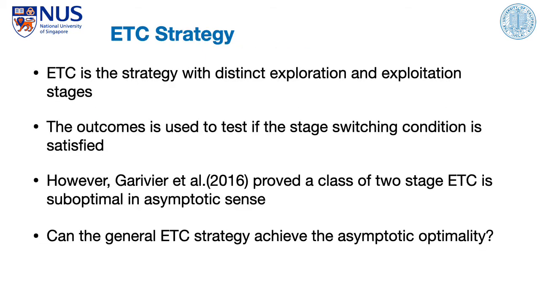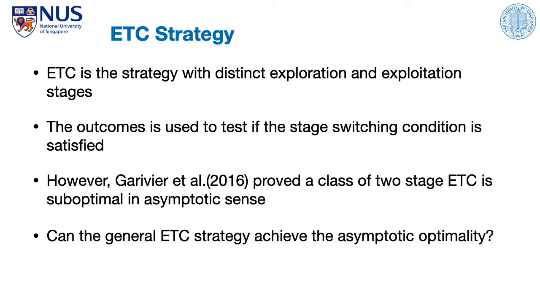ETC is a strategy with distinct exploration and exploitation stages. The reason that ETC can be easily extended to the batched bandit problem is that the outcomes in ETC are only used to test if the stage switching condition is satisfied. Hence, it is possible to use a small number of rounds to find the stage switching time point. Unfortunately, the class of two-stage ETC is proved to be suboptimal in the asymptotic sense. A natural question is: can a general ETC with more stages achieve the asymptotic optimality?